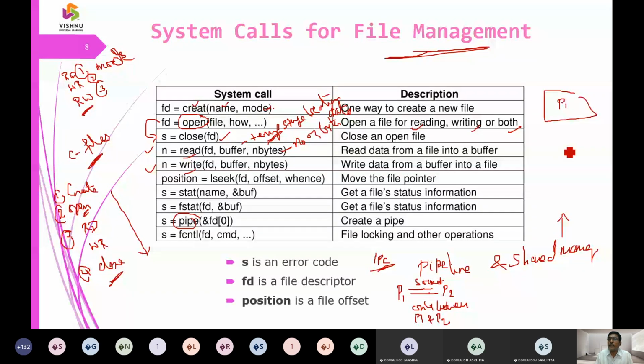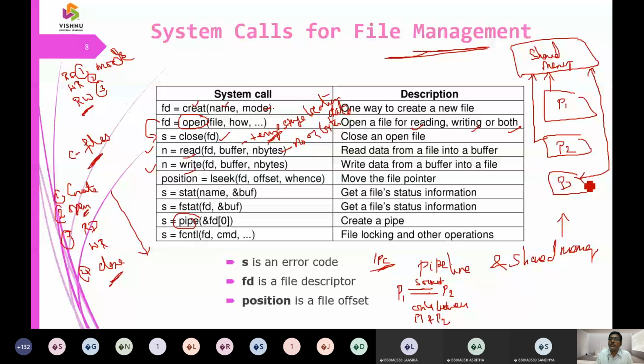So I'm having process P1, process P2, and process P3, and all of them are going to have some shared memory here, and this shared memory can be used by process P1, can be used by process P2, and can be used by process P3. So there is a two-way communication between all these processes. Similarly, they can exchange information by putting the things in a common place.